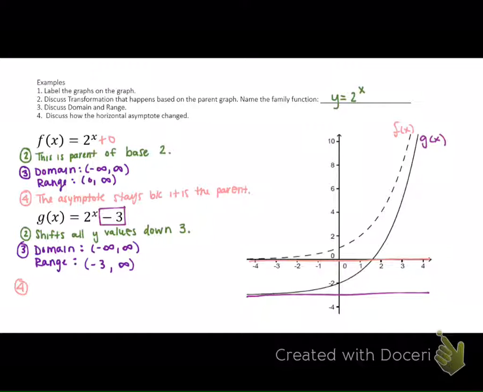Hannah, how does the asymptote change on g of x? Where does it go from what value to what value? Yeah. So the parent is y equals 0, and g of x is y equals -3, so it moves down 3.